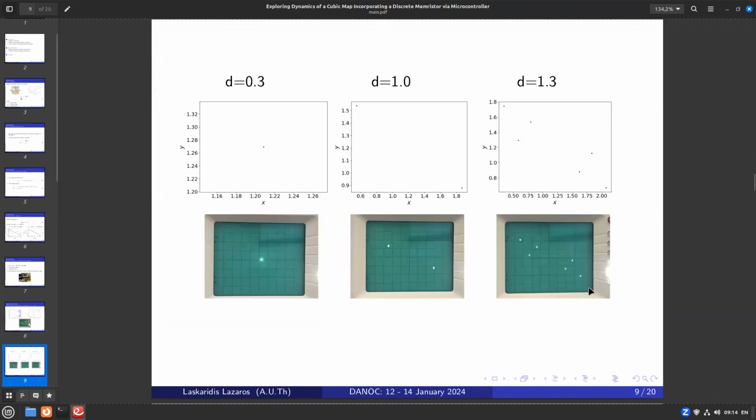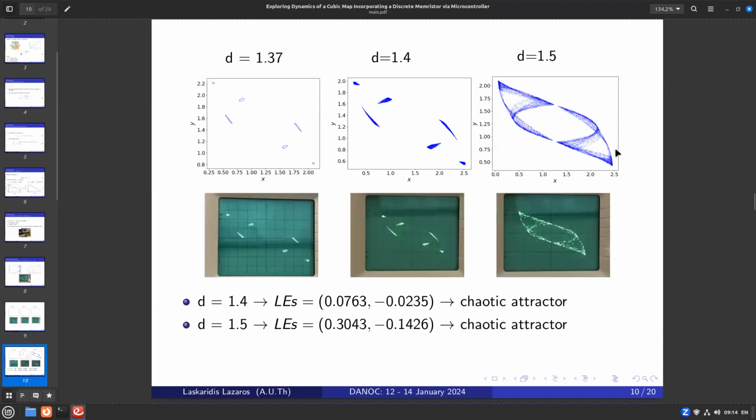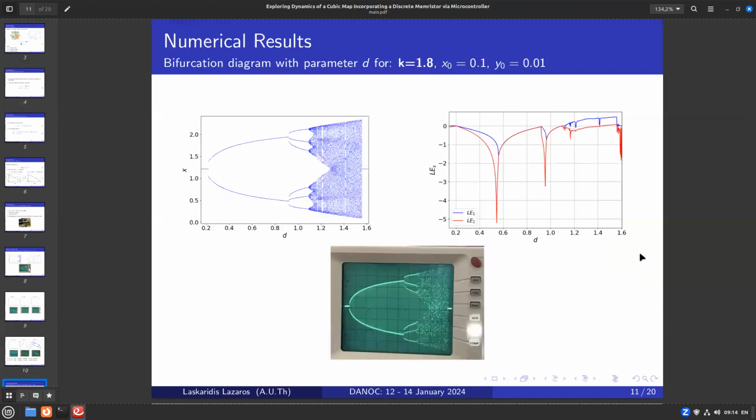Next, we are going to see some cases. For d equals 0.3, there is one fixed point. Then increasing the d, we are going to period 2. For d equals 1.3, we are going to period 6. And now by increasing the parameter d, we are seeing that we have a quasi-periodic behavior here. And in the last 2 cases, for 1.4 and 1.5, we have 2 chaotic attractors with the first Lyapunov exponent positive and the second one negative.